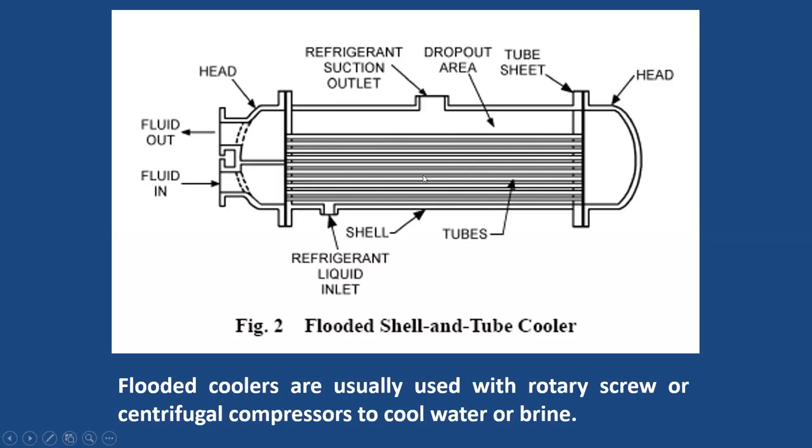In such a type of evaporator, generally the top 15 to 20% portion is kept vacant, so no pipe or tubing is there, to provide space for accumulation of vapor. And then it is connected. So this is a flooded shell and tube evaporator. So one is the fin tube flooded evaporator, and this is the flooded shell and tube evaporator. As far as the shell and tube evaporator is concerned, we have to be specific, that is, flooded or DX. Such type of coolers are generally used along with screw compressors and centrifugal compressors to cool water or brine.